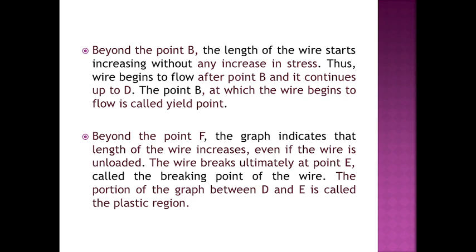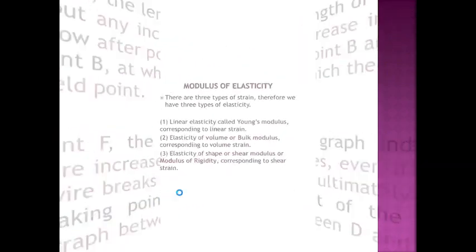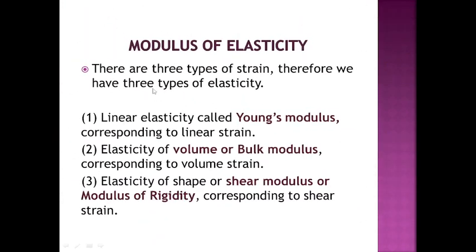So that is called the plastic region. It cannot regain its original shape. That is called plastic or inelastic region. So this is how we can understand stress and strain with the help of a diagram. So then what is modulus of elasticity?